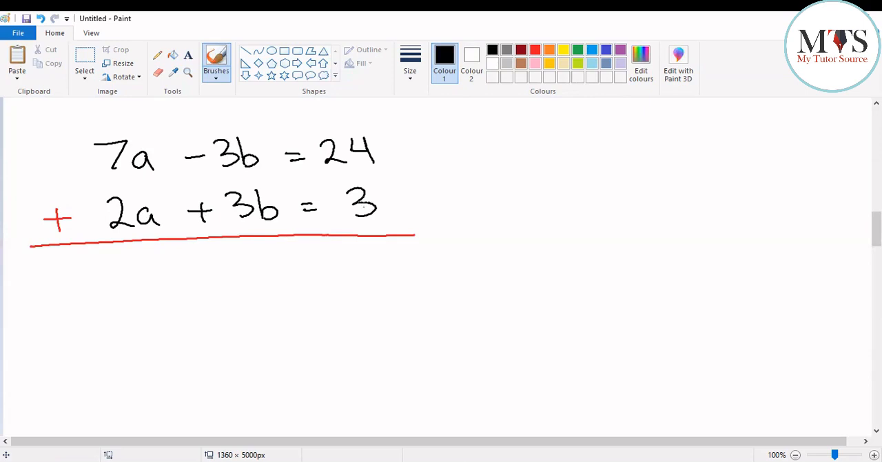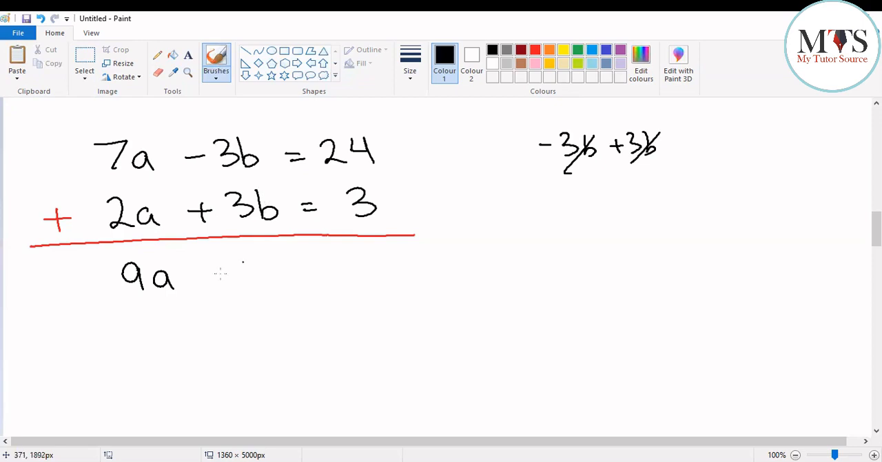9a, yeah, 9a. And then 6b. It's minus 3b and plus 3b. It just becomes 0, right? Because it's minus 3 plus 3, which is 0. So it just gets cancelled out. That's why we're doing the adding, because we want one of the variables to just disappear.